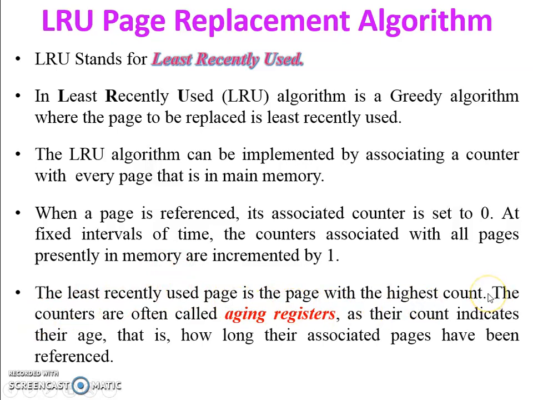So we can say the least recently used page has the highest count. For example, P2 is stored before P3 and P5, and P2 is not used now, meaning there is no page hit for P2. So the counter of P2 is higher than that of P5 and P3. The counters are often called aging registers, as their count indicates their age, that is, how long ago their associated pages have been referenced.